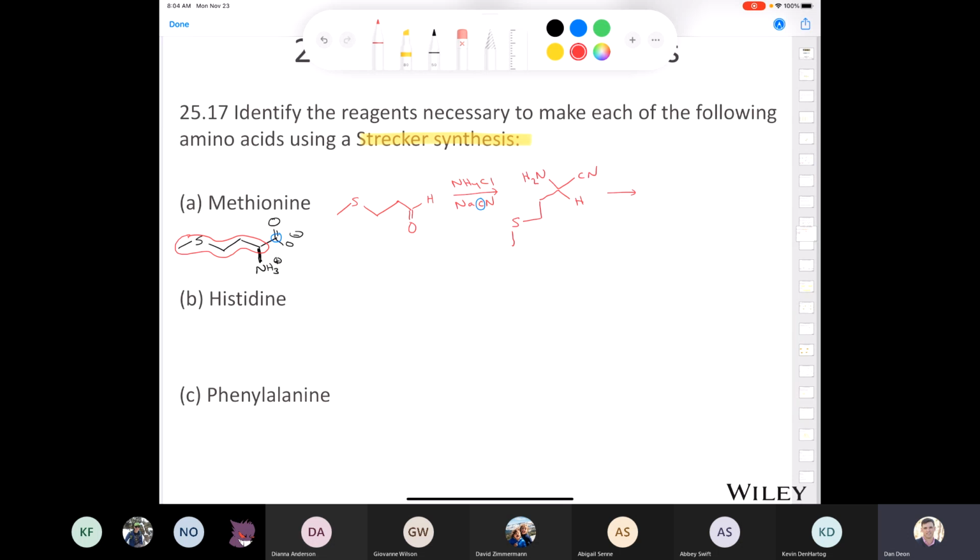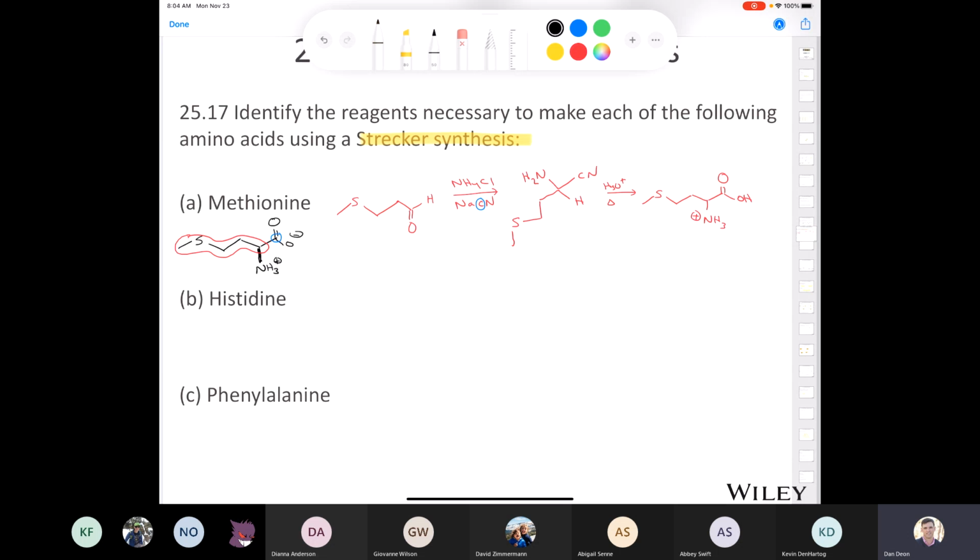And then the last step is to hydrolyze the nitrile with acid, and we heat that up. It's a reaction that we looked at in the carboxylic acids chapter. And then what you end up with is your final product, which again is a racemic mixture. And since you did the last step in acid, you're going to end up with the protonated amine, and you're also going to end up with the carboxyl group intact, like that. So that's the Strecker synthesis of methionine.